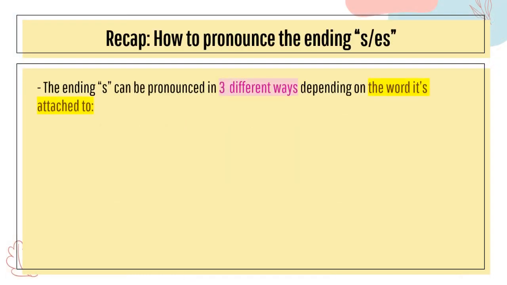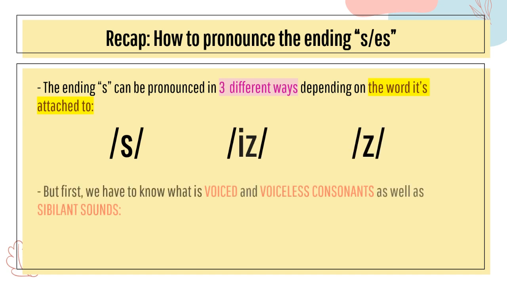The ending S can be pronounced in 3 different ways depending on the word it's attached to. But first, we have to know what voiced and voiceless consonants are, as well as the sibilant sound.